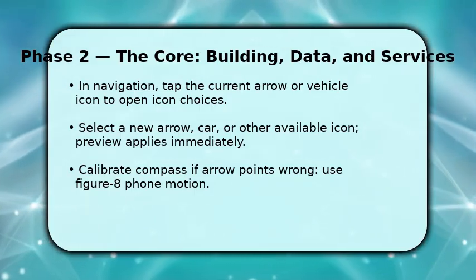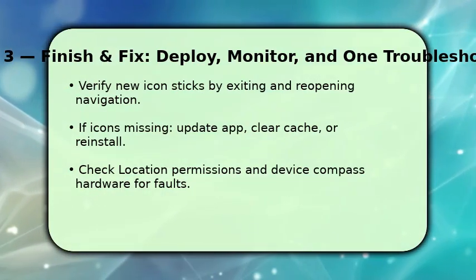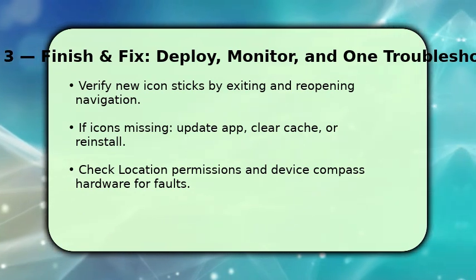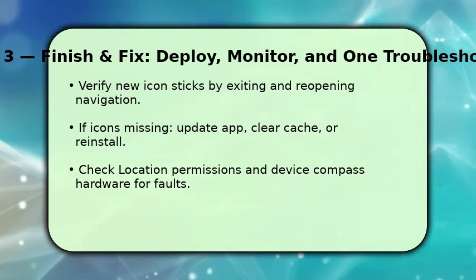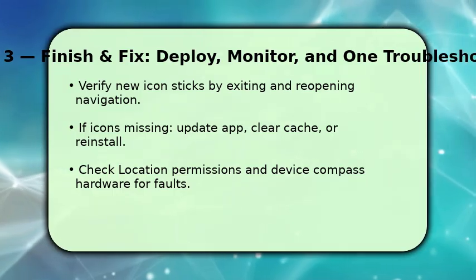To finish, exit and reopen navigation to confirm the chosen icon persists. Google Maps usually saves it per device. If icon options are missing, update the app first, then clear the app cache or reinstall. Make sure location permissions are allowed.